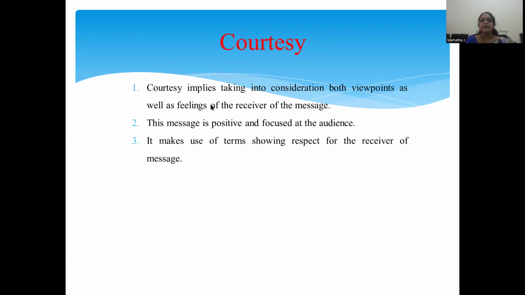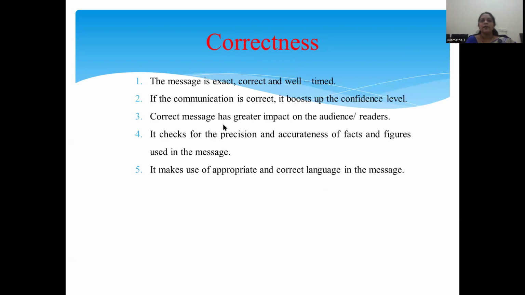Courtesy. Courtesy means giving respect to others through your words. Courtesy implies consideration of both viewpoints and feelings of the receiver of the message. It gives a positive and focused attempt. So it is showing respect for the receiver of the message. Your words should speak politeness, kindness, and respectfulness towards the receiver. So always keep in mind the you attitude when you are speaking.